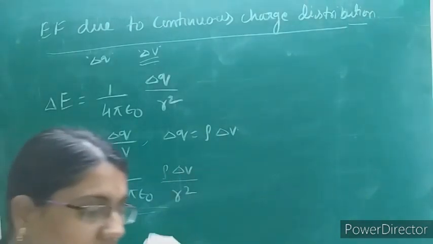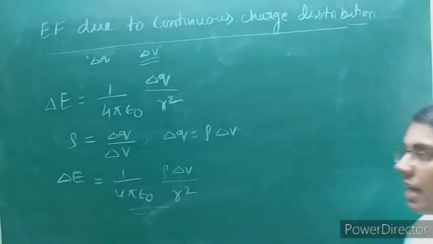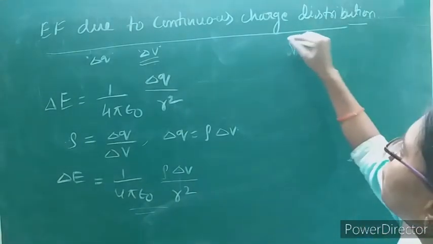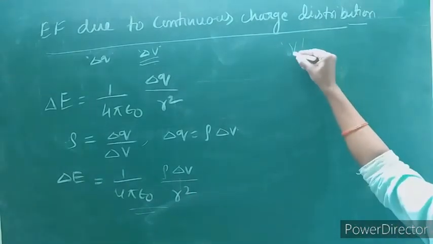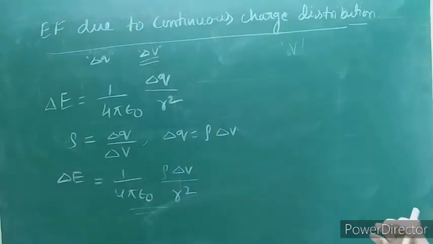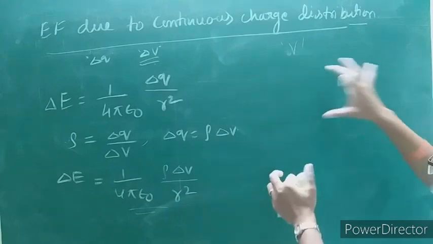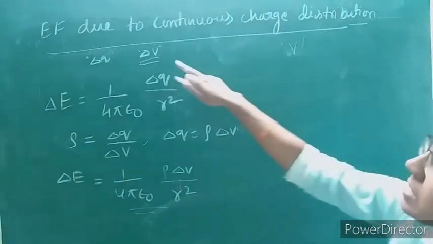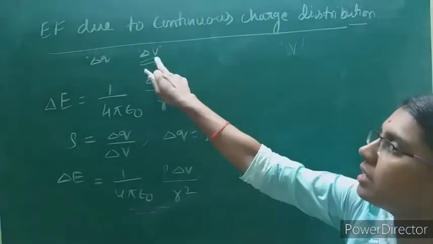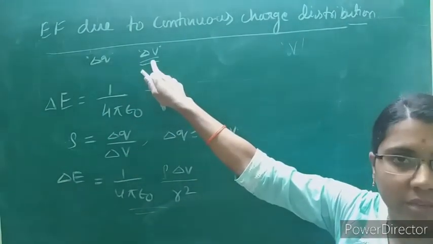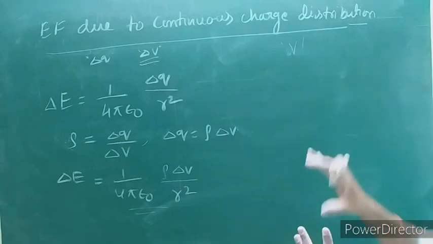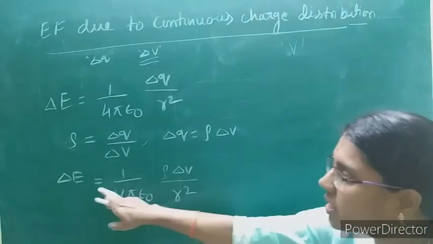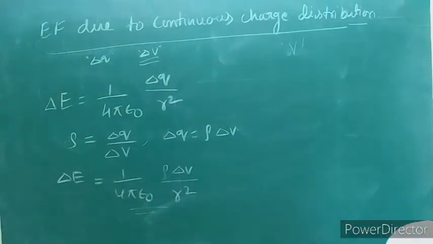If we want to find out the electric field due to the entire volume V, we need to use the superposition principle. Here we have divided the whole volume into small volume elements, that is delta V, and we are finding the electric field due to each small element. Now, in order to find the total field due to the entire volume, we have to add up all these small electric fields due to the small volume elements.